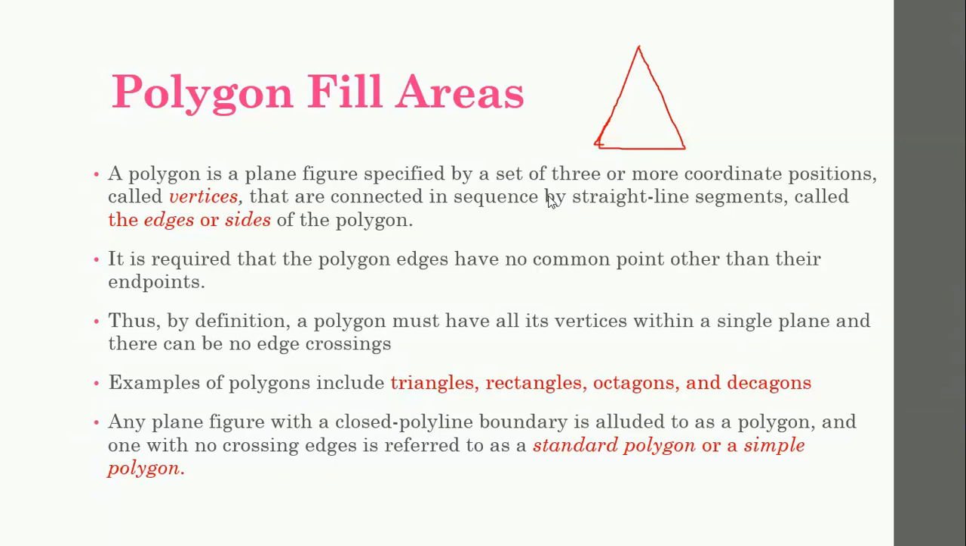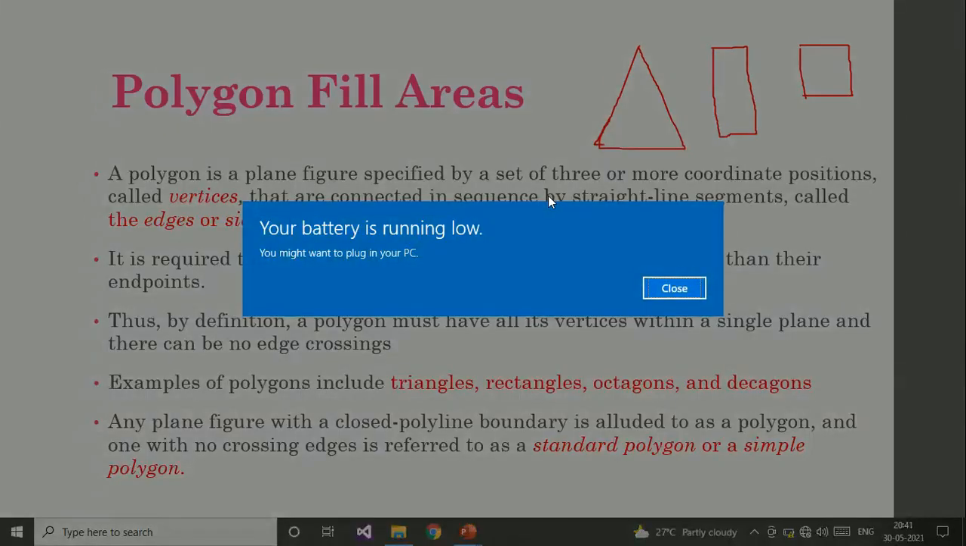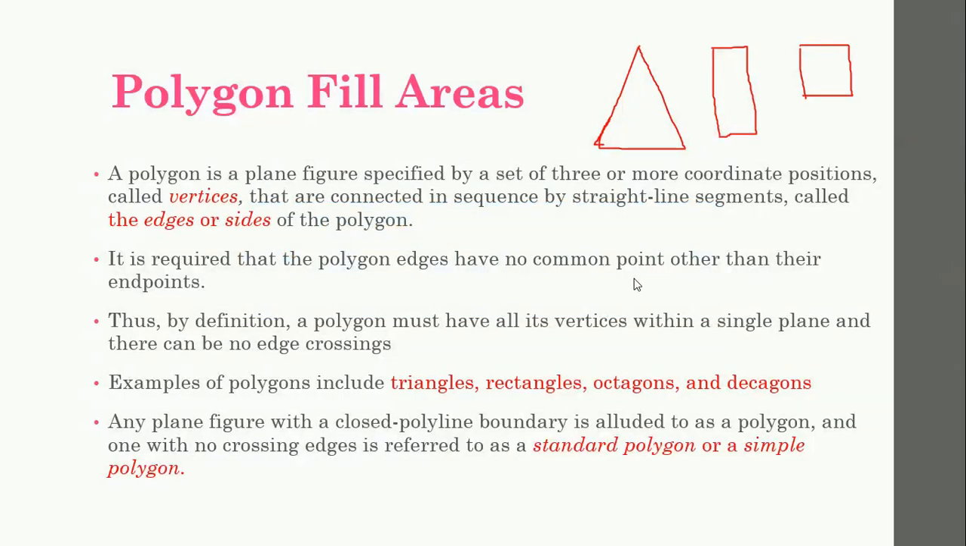Similarly, you have a rectangle, which has four vertices, and all these polygons lie on the same plane. Similarly, you have a square. It has edges, and you can see that these are all straight line segments, so these form a polygon. Similarly, you have hexagon, octagon, decagon. All those are examples of polygons.